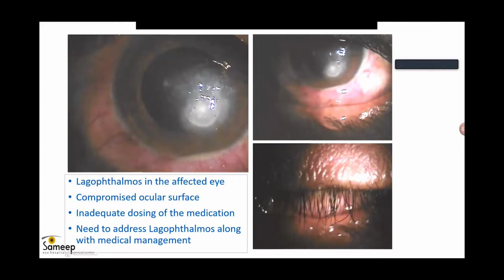So he had a compromised ocular surface because of exposure to chemical fumes, inadequate dosing of the medications, and one needs to address the lagophthalmos along with medical management.